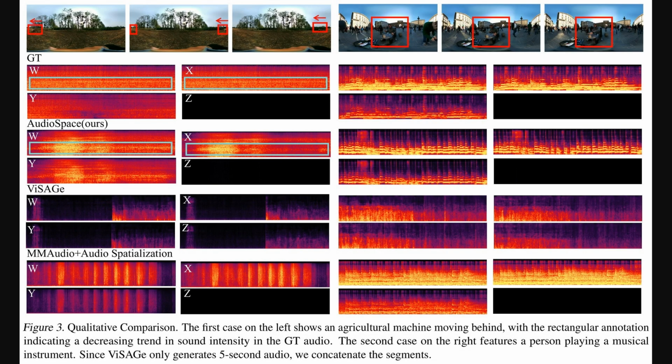And beyond just the numbers, this figure gives us a great qualitative look at the results. These are visual representations of the sound, called spectrograms, for two different video scenes. Each row shows the output from a different model, with the real-world audio, or ground truth, at the very top. You can see the 4 channels of the first-order ambisonics audio we talked about. On the left, a machine moves behind the viewer. You can see in the ground truth and the OmniAudio output how the directional channels, especially X, capture this movement. The other models really struggle to create that dynamic spatial effect.